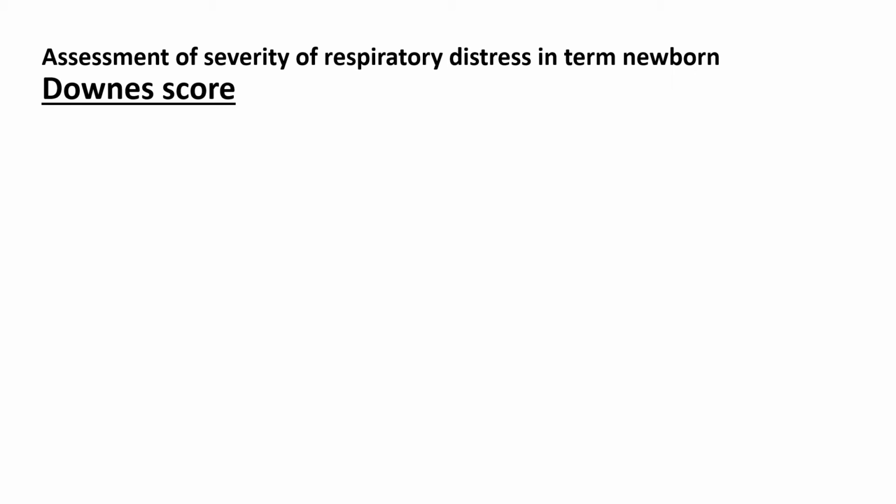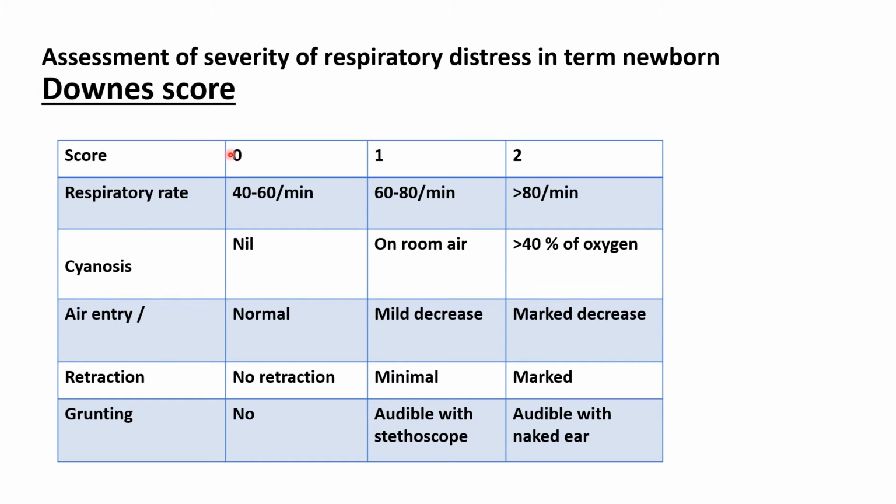Now the severity according to the Downey's score. For the full-term baby, we have to give the score between 0 to 2. For respiratory rate, if it is normal, between 40 to 60, 0. Between 60 to 80, 1 score. More than 80, severe, 2 score.